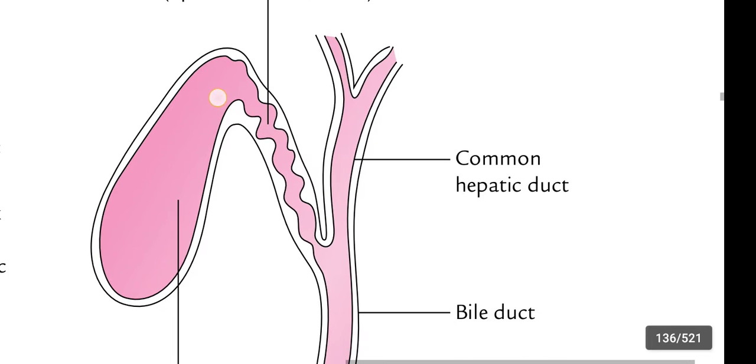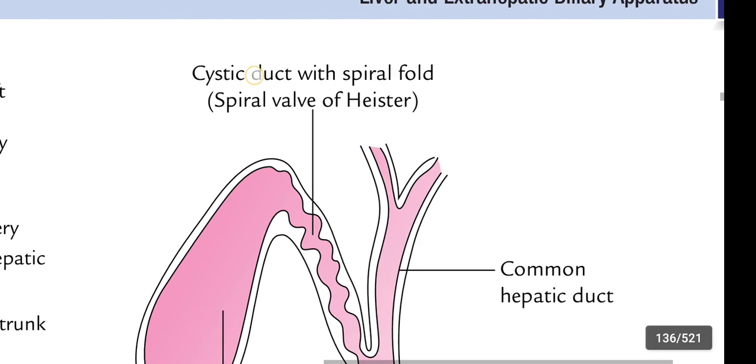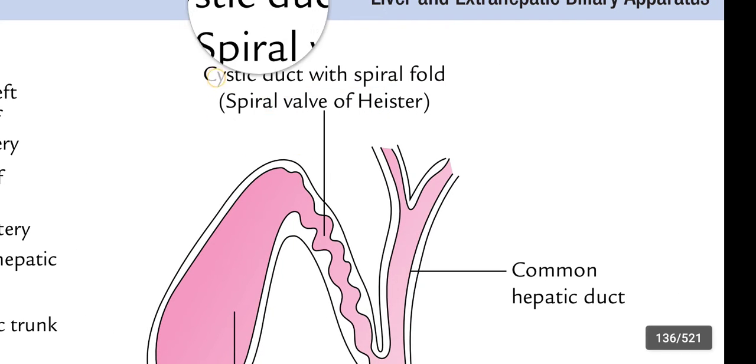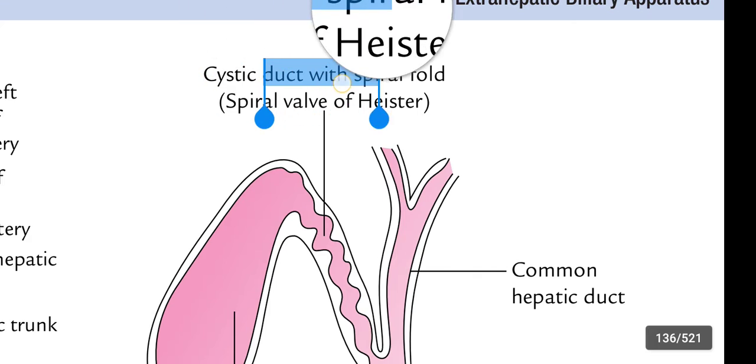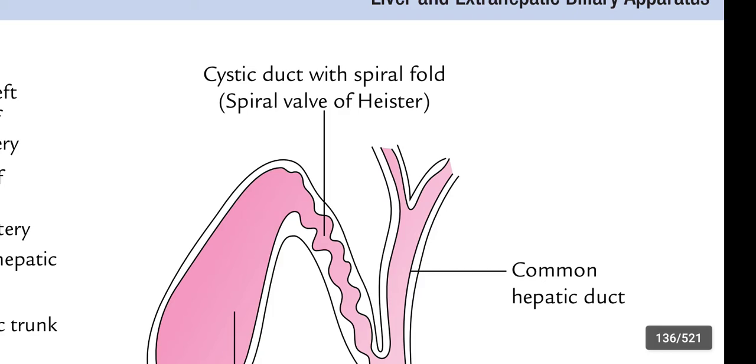This is the interior of the cystic duct. The mucous membrane is present in folds. You may see the folds. We call this the spiral valve of Heister. The cystic duct with a spiral fold, we call this the spiral valve of Heister.